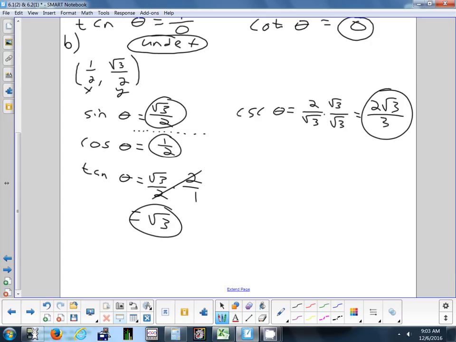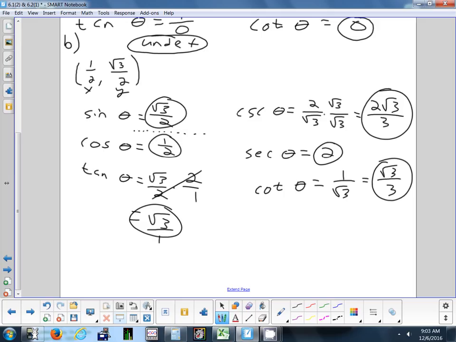Okay, how about my secant? Would just be 2. That's an easy one to flip. Just 1 over 2, flip it to 2 over 1. And what about my cotangent? I would look at our 1 over the square root of 3. And what would you get? Square root of 3 over 3. Okay, so anytime you get a square root in the bottom, just make sure you clean it up and put it in the top.